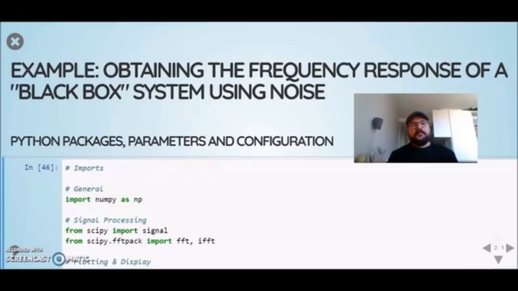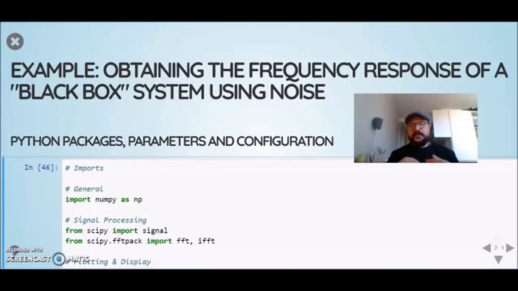In this example, we are going to use noise to obtain the frequency response of a black box system. By black box system, I mean a system that we don't have any information about, that we don't know what it does. We can pretend it is just a black box that we can feed some input signal and measure the output. The idea here is to use noise because it has approximately flat frequency spectrum, so all the frequencies we are interested in investigating are present in this input signal, and we will make use of the concept of transfer function.